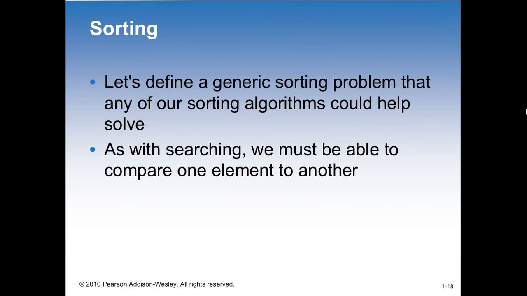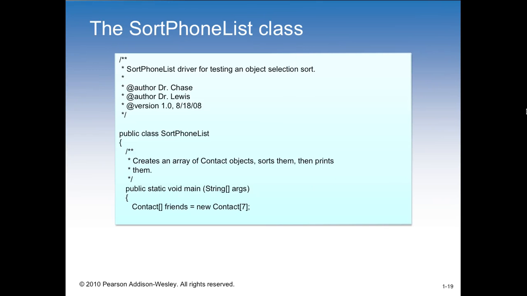So let's define a generic sorting problem that any of our sorting algorithms could possibly solve, and then we'll apply the different algorithms to the problem to see how they differ. As with searching, you must be able to compare one element to another, so you have to use the Comparable interface in the implementation if you're going to use objects for this. We're sorting and searching objects, but we could apply the same concept to numbers. It would be the same principle.